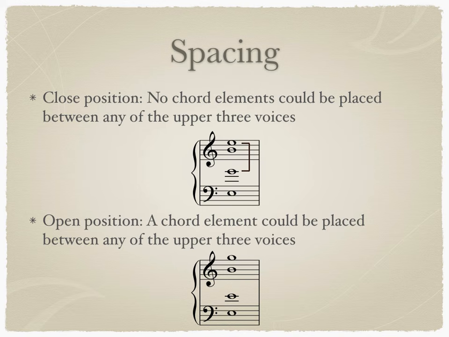On the other hand, open position means that a chord element could be placed between any of the upper voices. So for example, the E minor triad is spaced so that an E could be placed between the soprano and the alto voices, indicating that this is in open position.